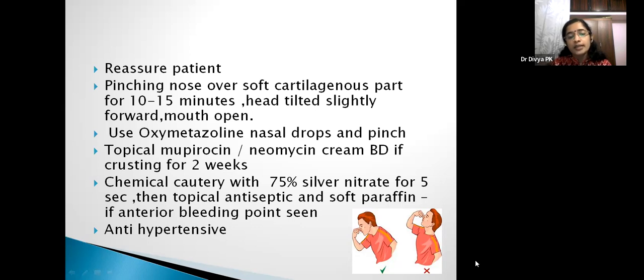And if the bleeding site is visualized, a single point seen over the nasal septal area, you can use cauterization with a soft cotton swab dipped in 75% silver nitrate, hold it for 5 seconds, then apply a topical antiseptic like mupirocin, and cover it with soft paraffin to prevent bleeding. And if the BP is high, you can give an antihypertensive and refer the patient.